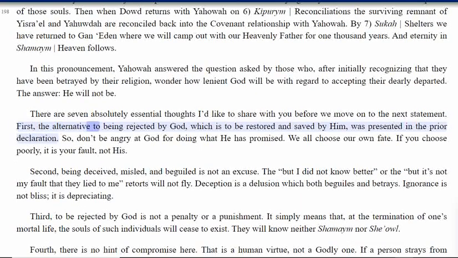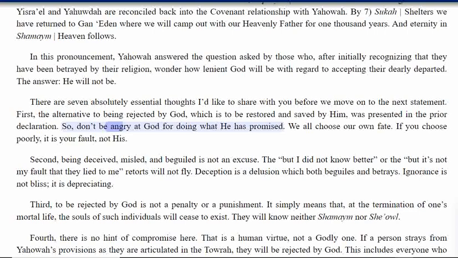First, the alternative to being rejected by God, which is to be restored and saved by Him, was presented in the prior declaration. So, don't be angry at God for doing what He has promised. We all choose our own fate. If you choose poorly, it is your fault, not His.